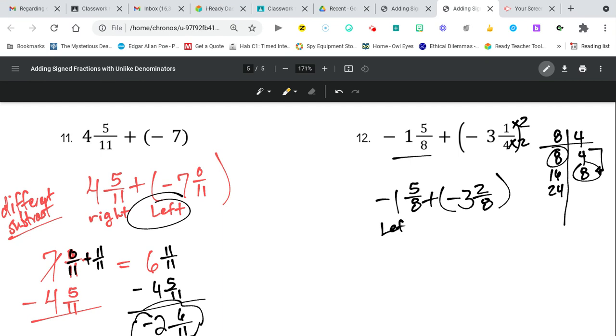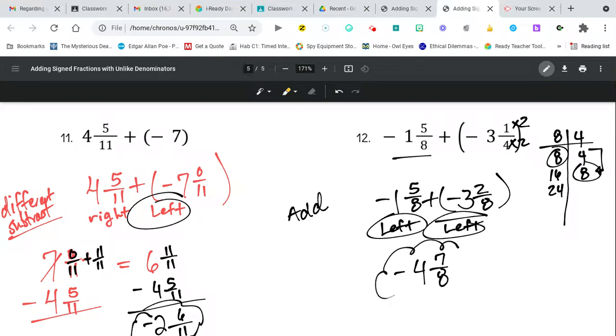And this is to the left. Plus negative is also to the left. Well, these go in the same direction, so I'm going to add them. When you add them, there's no need to stack them. Just add. That's negative 4 and 7/8. It's negative because they're both on the left and they're both negatives. You can't end up with a positive. They're both negatives. And that's all you do, guys.